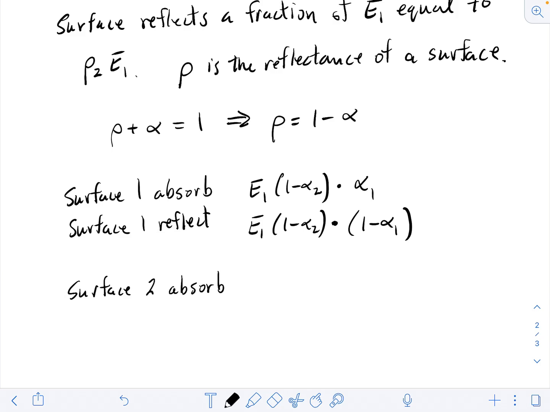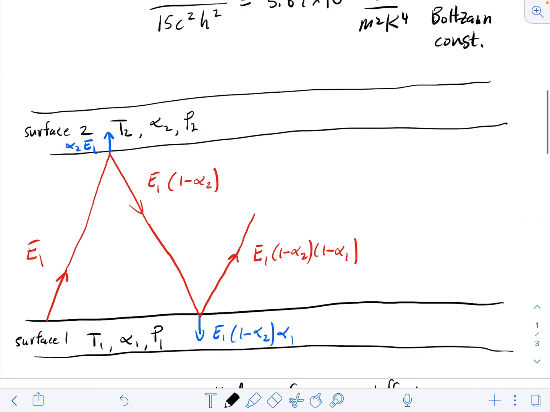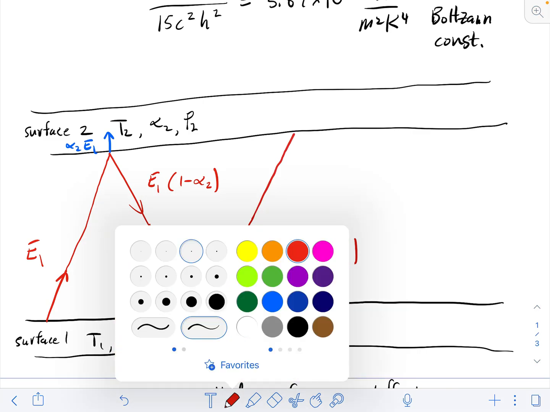So surface 2 is going to absorb. Okay, so there's going to be an incident energy E1(1 minus alpha 2)(1 minus alpha 1), and then it's going to absorb a fraction of that. That fraction is determined by alpha 2. And surface 2 is going to reflect. So there's incident energy E1(1 minus alpha 2)(1 minus alpha 1), and the reflected portion is (1 minus alpha 2). Okay, so we go back to our picture, add this stuff in.